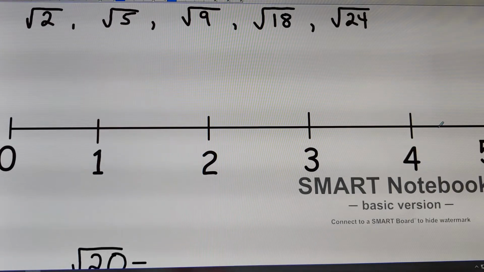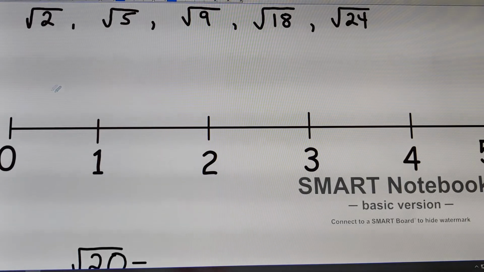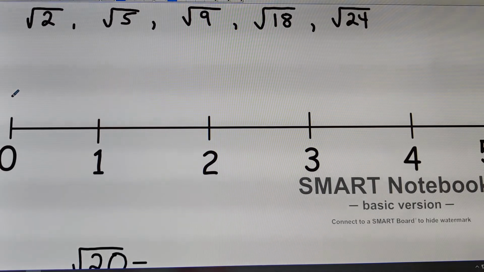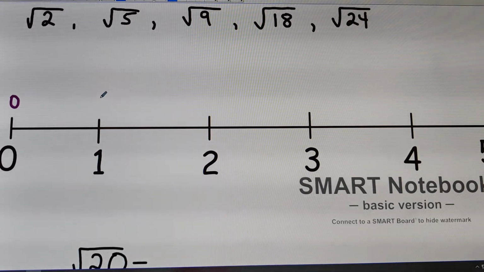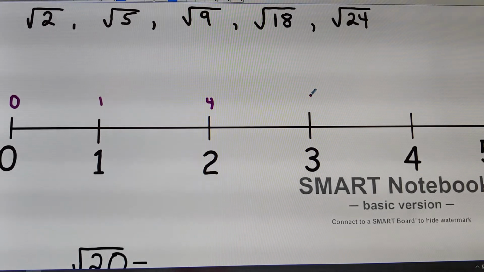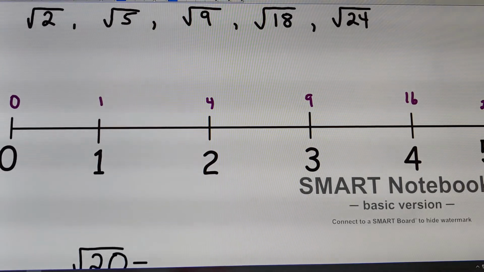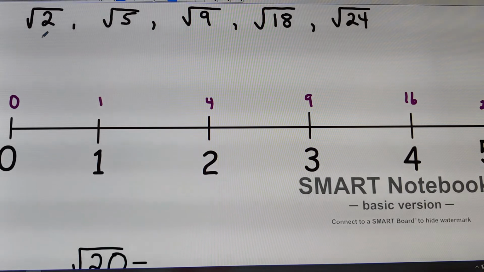And we see a number line, 1 to 5. So this is just the normal numbers, 1 to 5. So what I'm going to do is put up what these would be if they were squared. So 0 times 0 is 0. 1 times 1 is 1. 2 times 2 is 4. 3 times 3 is 9. 4 times 4 is 16. And 5 times 5 is 25. Okay, so let's start with the first one, square root 2.